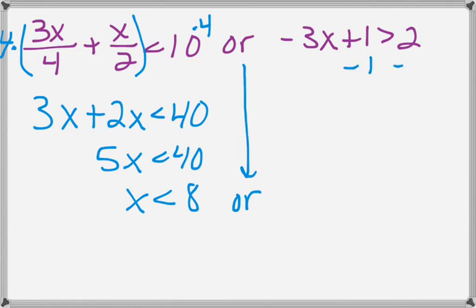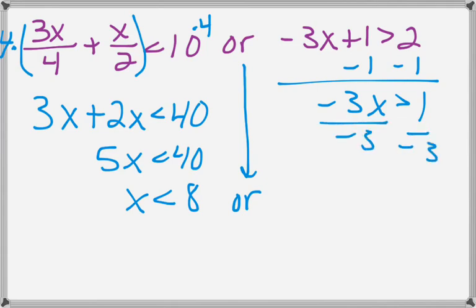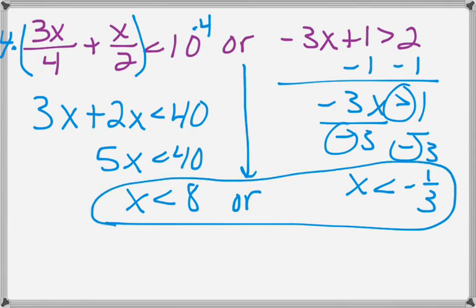All right, over here I'm going to subtract 1. And then, since I have to divide by -3, I'm going to change the direction of the sign there. All right, so we end up with this. X is less than 8 or x is less than -1/3. And it's important to know that it's the word or, because anything that satisfies at least one of those is a solution. So with the ors, it's kind of easy to graph.